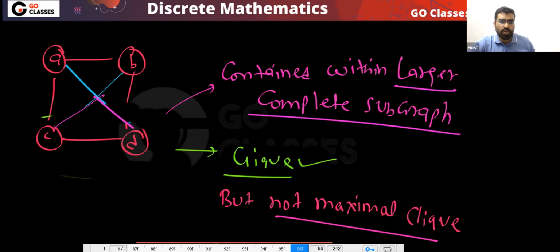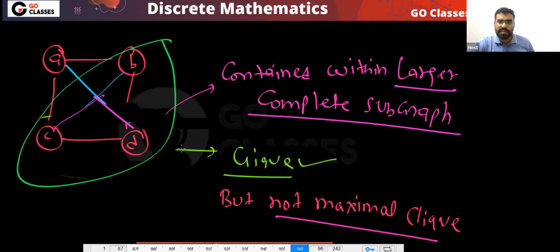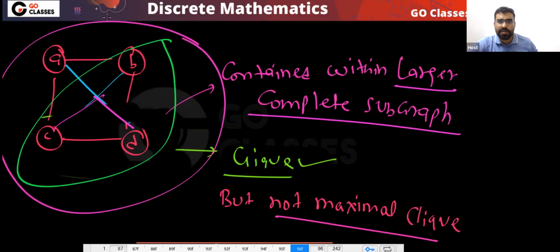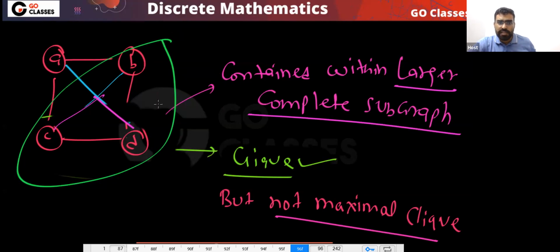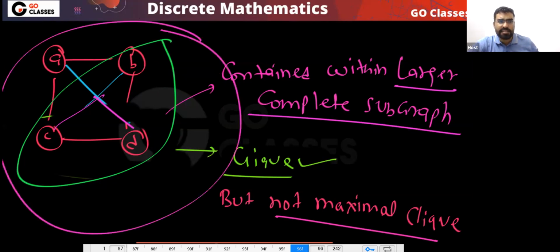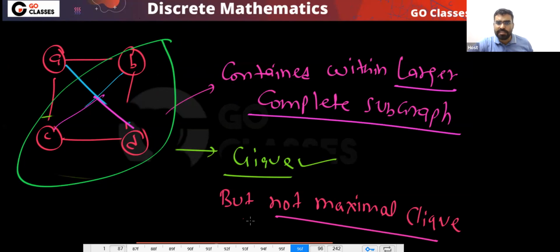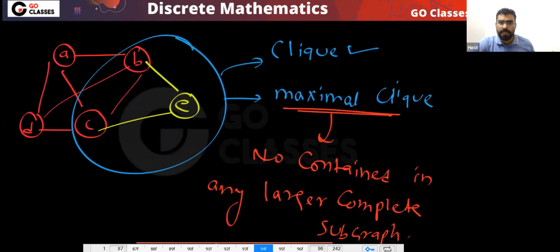Now in this graph, just notice this one. Is this BCD a clique? Yes, this is a clique. Can I say this is contained in another larger complete subgraph? Yes, this is contained in another larger complete subgraph. So this is a clique, but this is not a maximal clique.